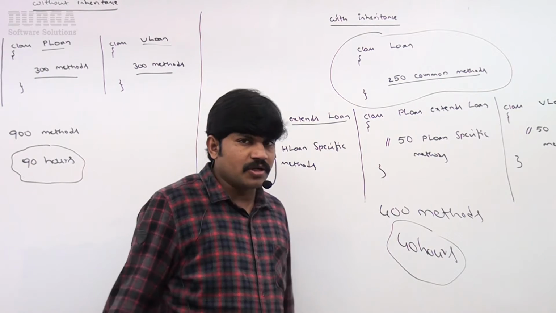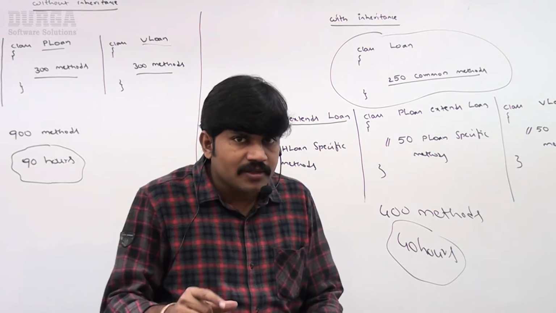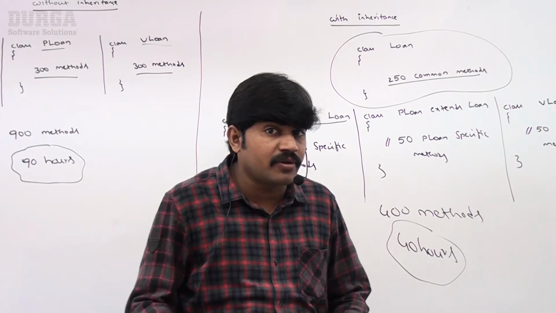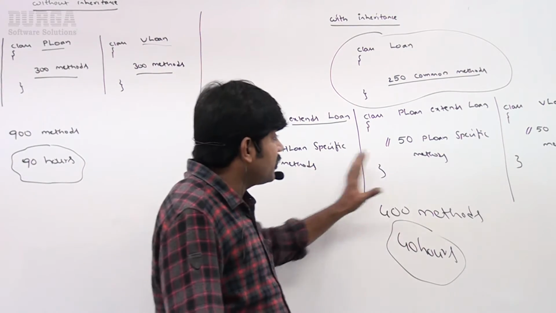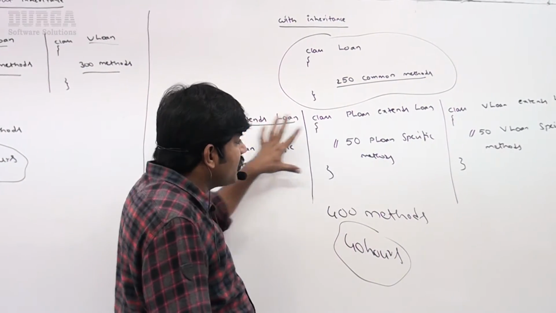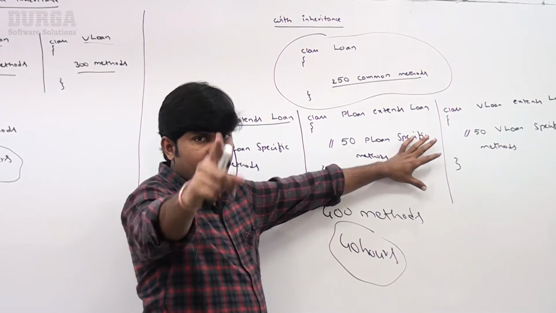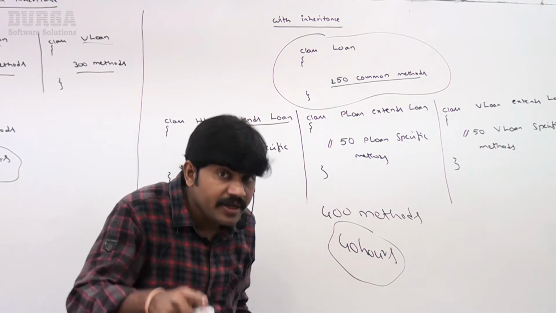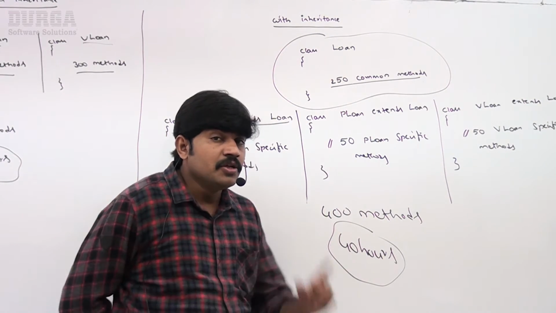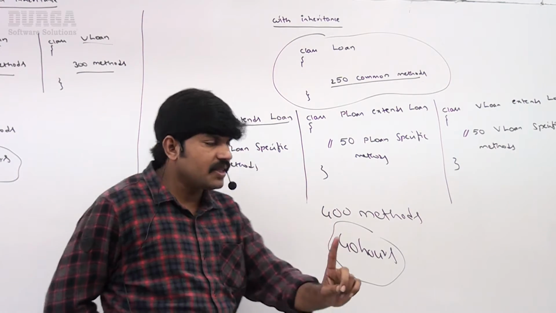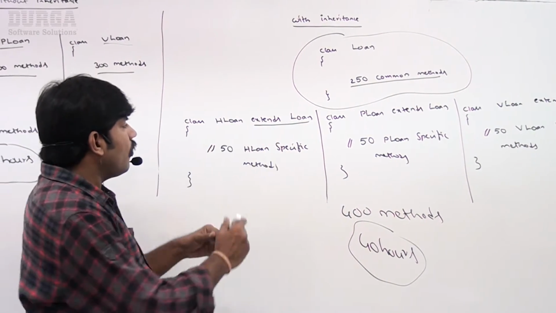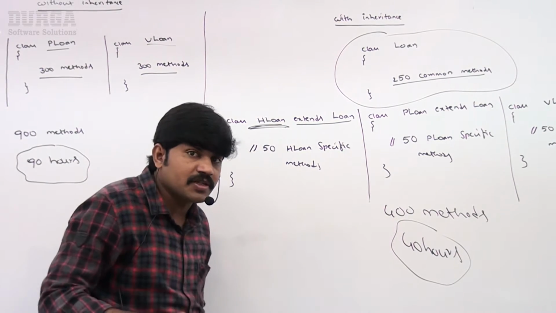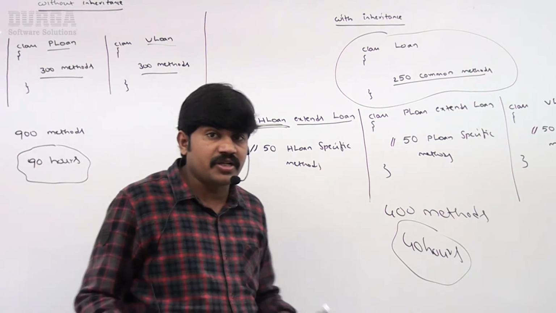Sir, I have one small doubt. In the parent class, which methods do we have to write? The most common methods, which are common for all child classes, such common methods we have to write inside the parent class. Next, in the child class, which methods do I have to write? Child-specific methods, the methods which are applicable only for that particular child. Only for that particular child, those methods we have to write inside the child class.